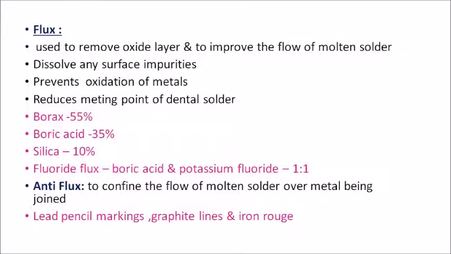Now talking about fluxes. Flux is something used to remove the oxide layer and to improve the flow of the molten solder. So when you are about to solder two metals, you apply a flux. It also dissolves any surface impurities, prevents the oxidation of the metals and reduces the melting point of the dental solder. So that is why you use a flux before soldering two materials: to remove the oxide layer, improve the flow of the molten solder, dissolve surface impurities, prevent oxidation, and reduce the melting point of your dental solder.